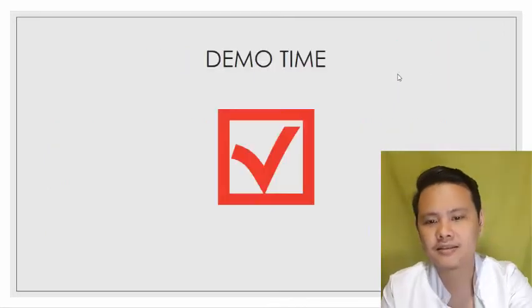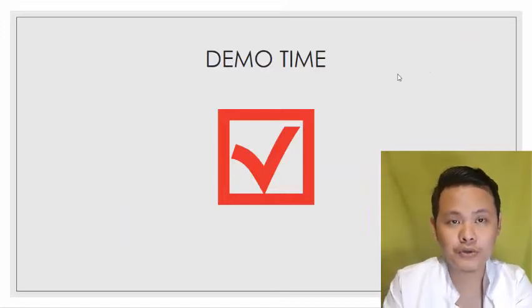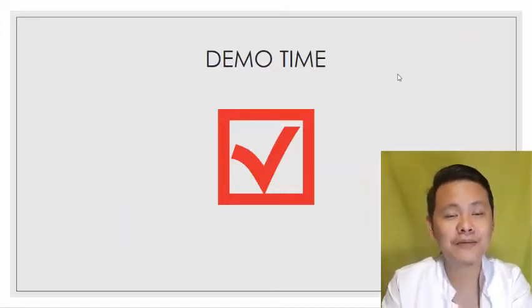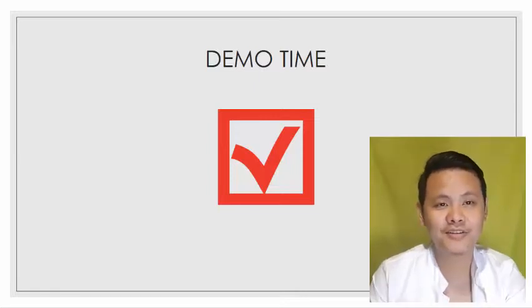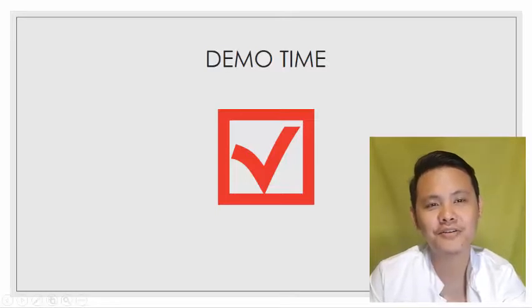Okay, next, we will now move on to demonstration time. Okay, if you have some question, guys, regarding the short discussion, just put it in the comment section. Then we will try to answer that on our consultation time. Okay, let's now start the demonstration time for the measurement of the oxygen saturation using pulse oximeter.